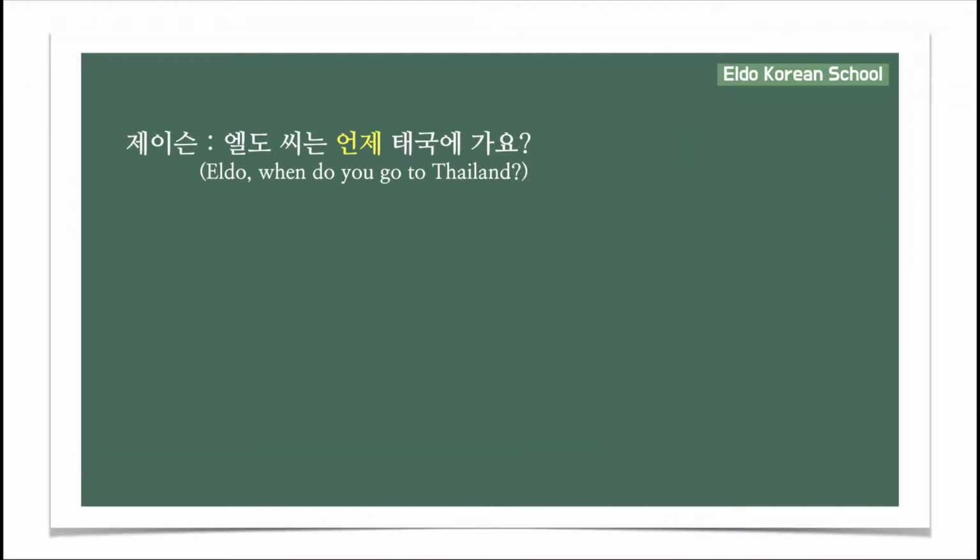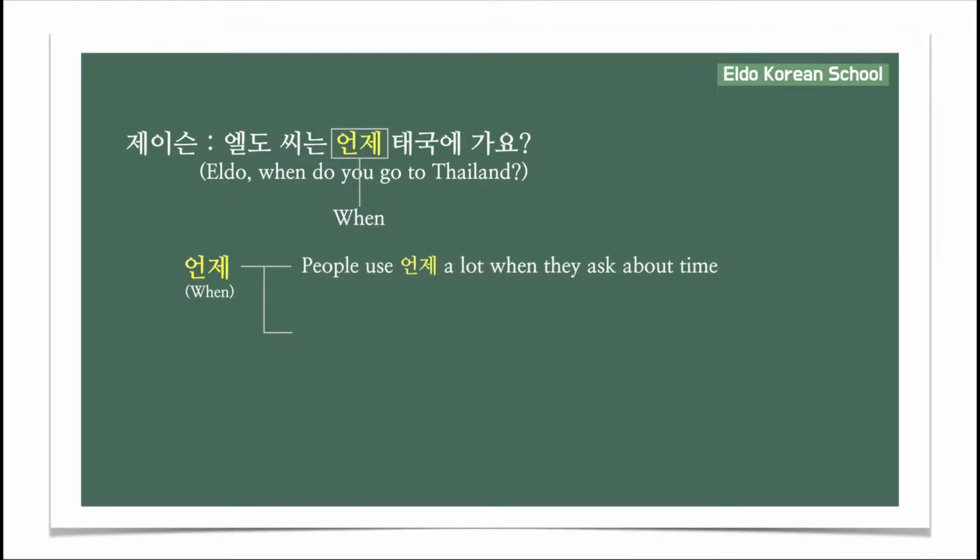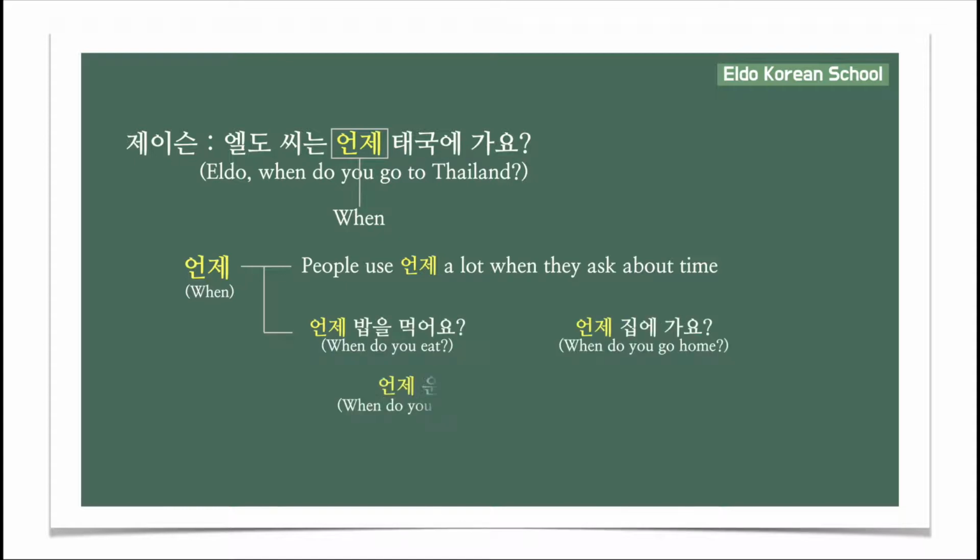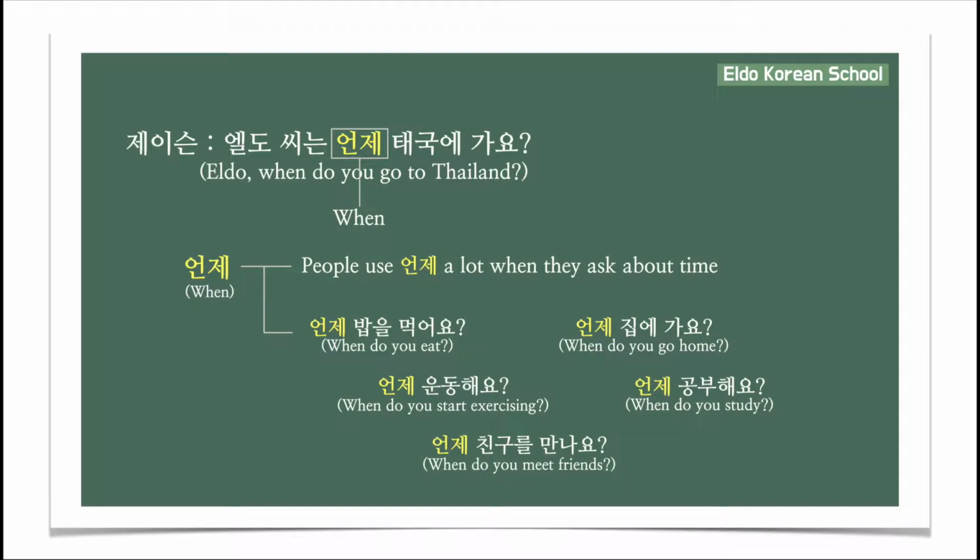Jason asked Eldo, 엘도 씨는 언제 태국에 가요? In here, 언제 means when. People use this a lot when they ask about time in Korea. For example, 언제 밥을 먹어요? 언제 집에 가요? 언제 운동해요? 언제 공부해요? 언제 친구를 만나요?